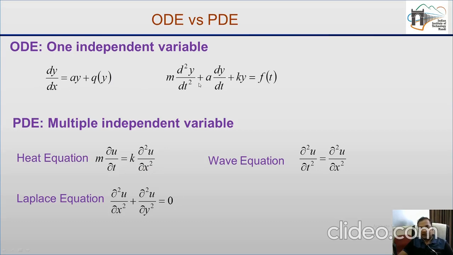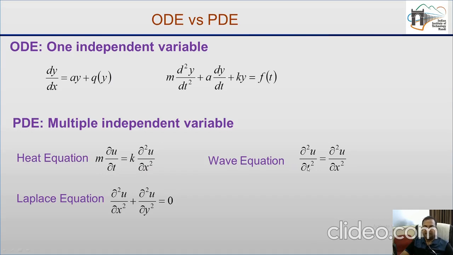If we move to the second one, then we have time as the independent variable. So we have only one independent variable, so it comes under the ordinary differential equation. But sometimes, due to the nature of the problem, we will have multiple independent variables, like this heat equation. The temperature is dependent upon the time as well as the geometry. So we have two independent variables, so it is a partial differential equation.